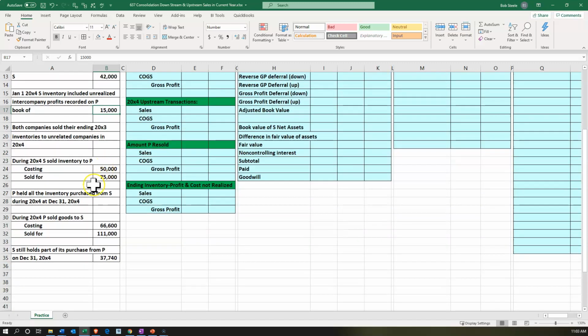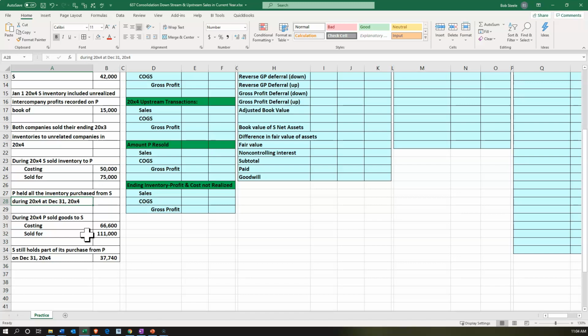Then during 20X4, S sold inventory to P. So now we're talking about the current year, the year that we will be consolidating, 20X4. The subsidiary sold inventory to the parent for a sales price of 75,000. The cost to them was 50,000. P held all the inventory purchased from S during 20X4 at December 31st. So as of the end of the year, the inventory sold from S to P in this transaction is still on the books of P. They didn't resell it to someone outside the organization.